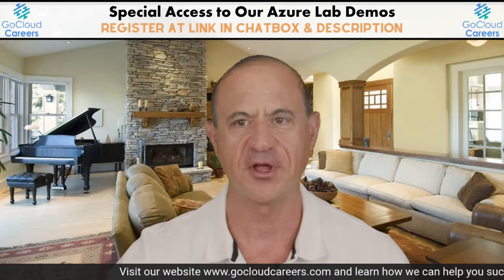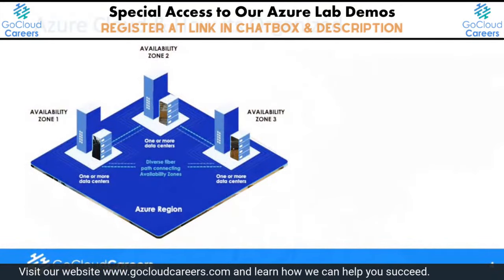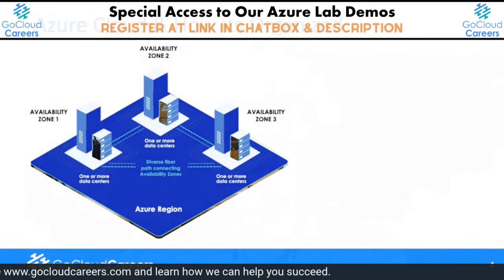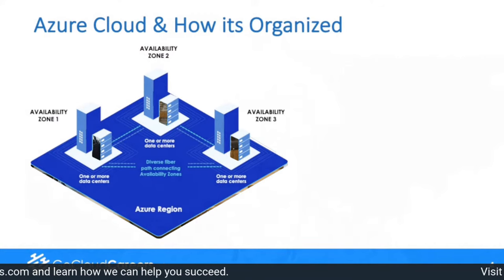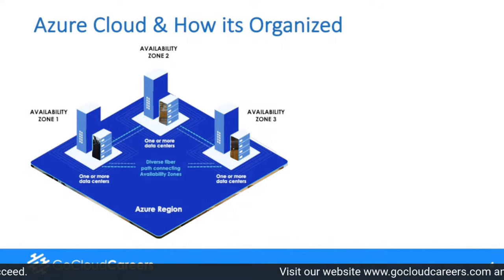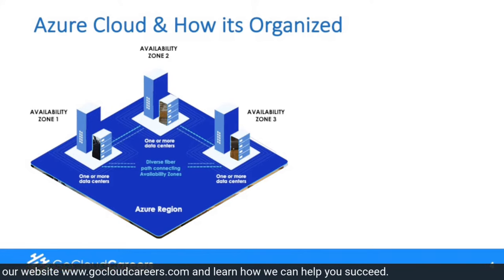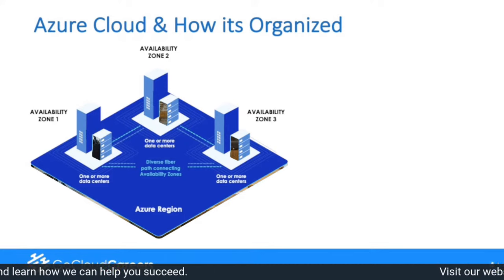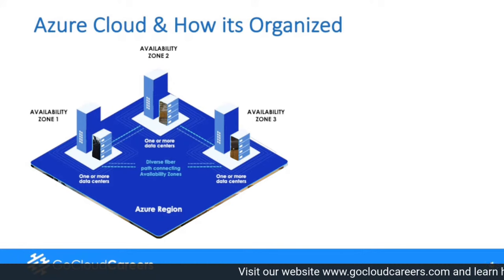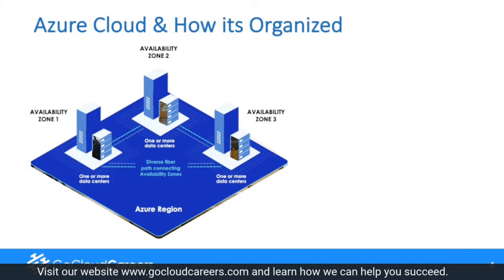So let's first look at the Azure cloud and how it's organized. What you can see here is we've got this large blue box. This blue box I like to view as a huge geographic region, like a continent or part of a continent. That's the region. So big geographic area. Now, let's say you were going to take half of a continent and fill it with computers. You're going to put your computers in more than one spot, right? You're going to put your computers in special buildings. Now, buildings that are designed to hold computers are called data centers.